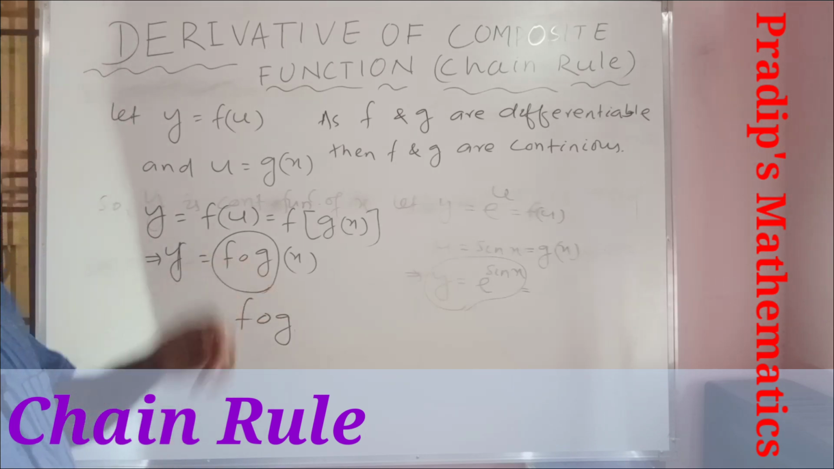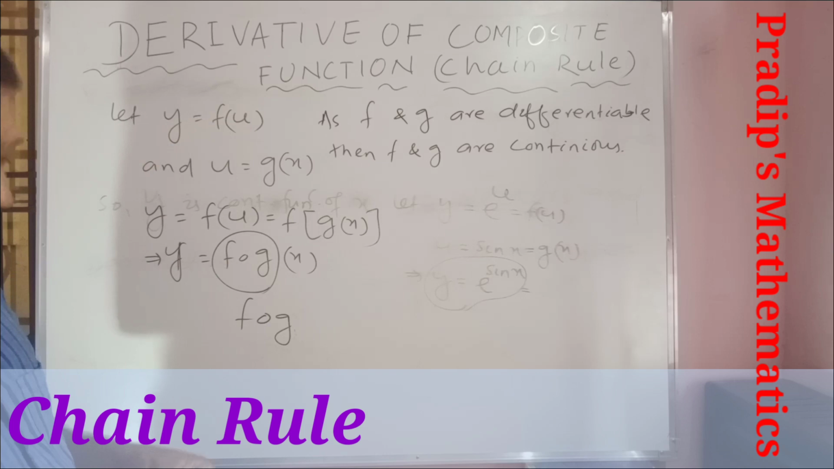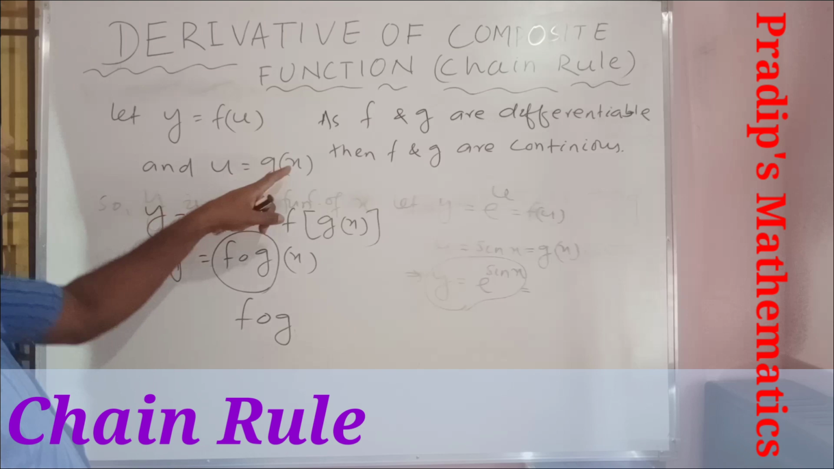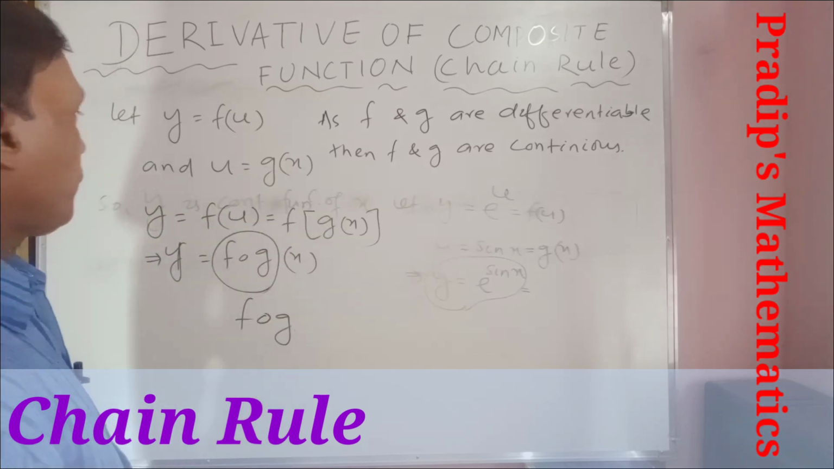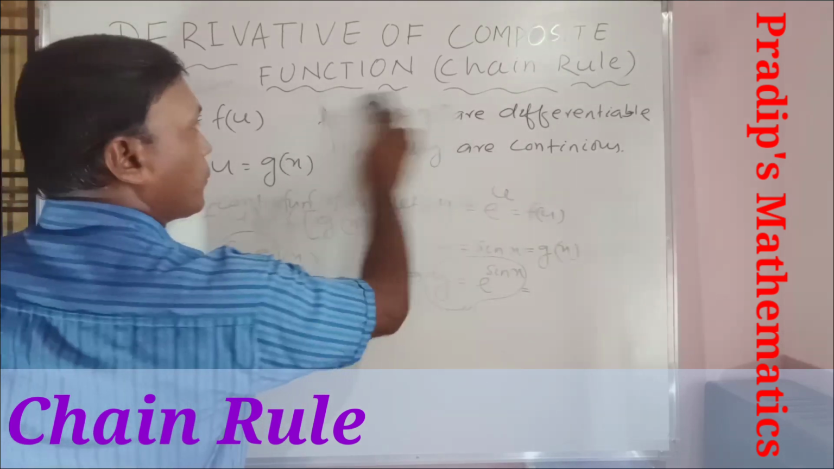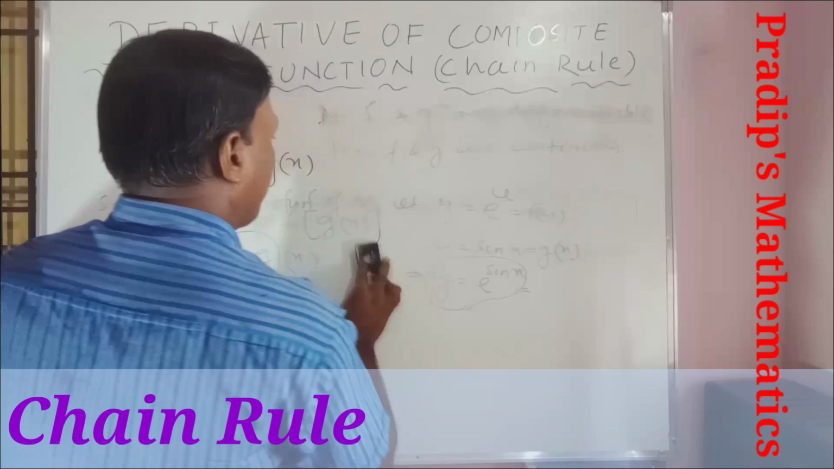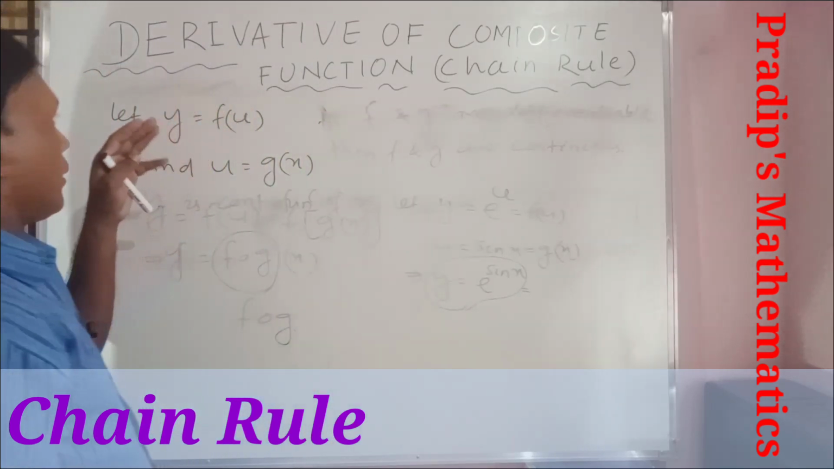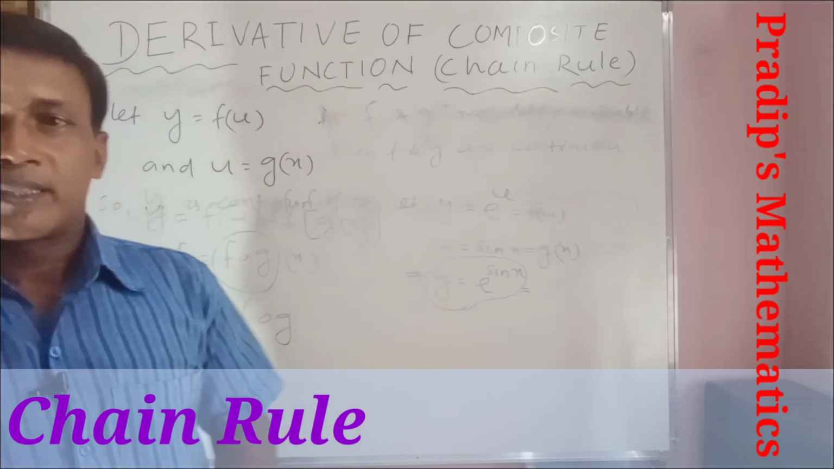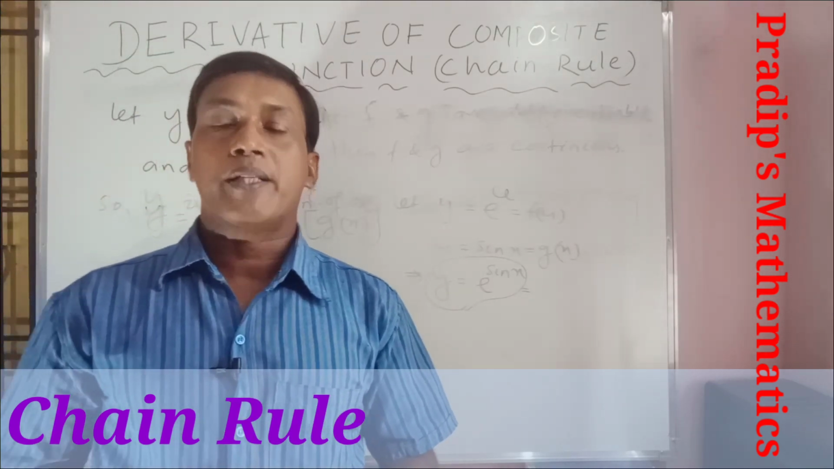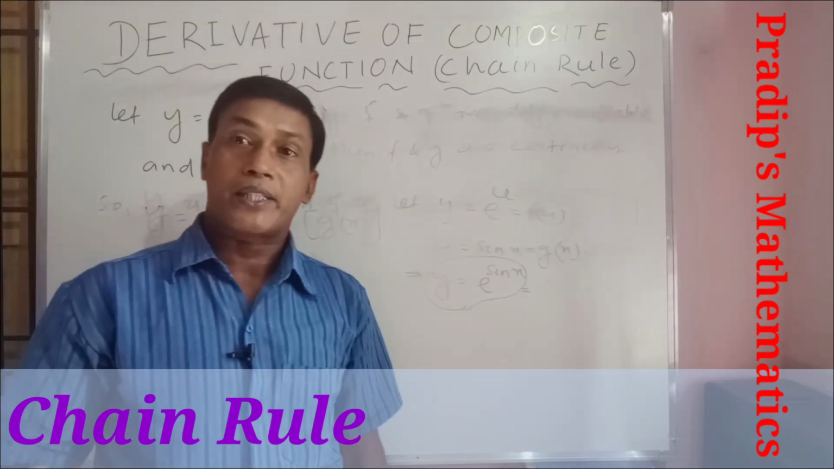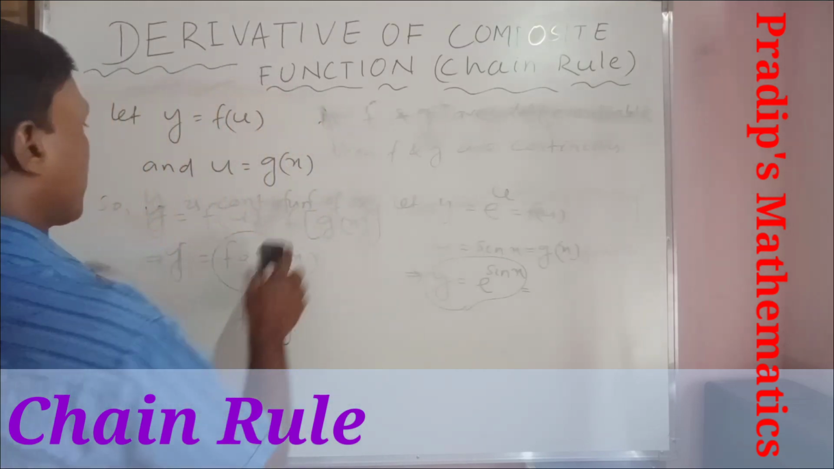How can we differentiate this fog? y is a function of u, so y can be differentiated with respect to u. u is a function of x, so u can be differentiated with respect to x. But how can we differentiate y with respect to x? As we know y is a function of x, the derivative of a composite function is known as the chain rule. The chain rule is applied to differentiate composition functions. So look at here, what is the chain rule?